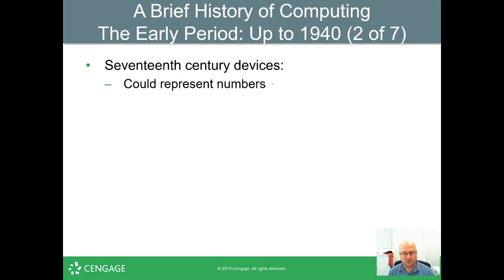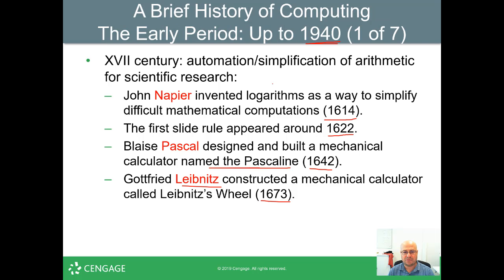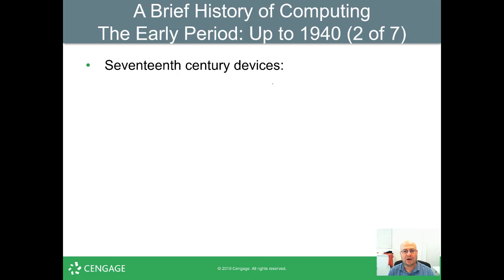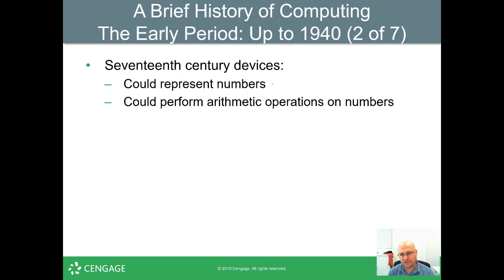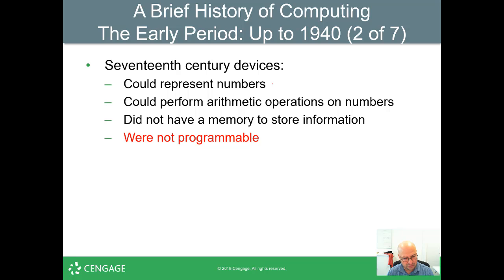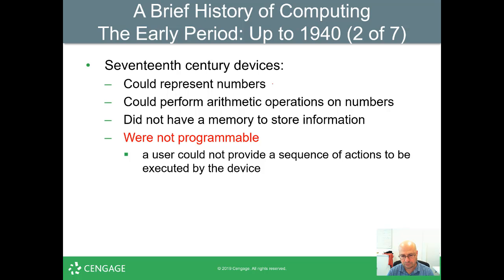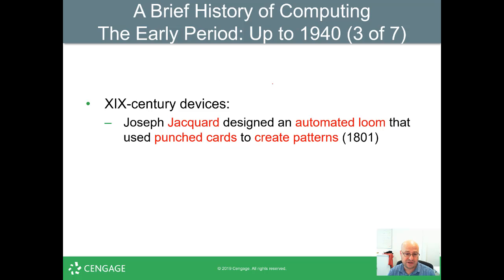I mean, all of these, the John Napier, the slide rule, or Pascaline, or Leibniz wheel, they could represent numbers. They could perform arithmetic operations on numbers, but they did not have a memory to store information. So they were not programmable. A user could not provide a sequence of operations to be executed by the device. They had to do step by step.